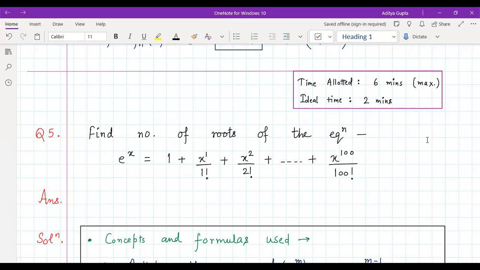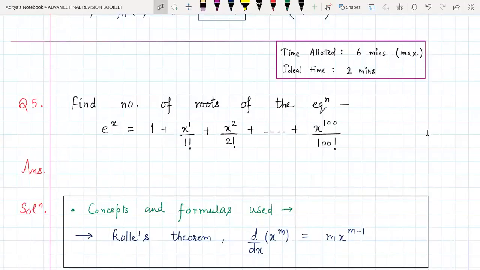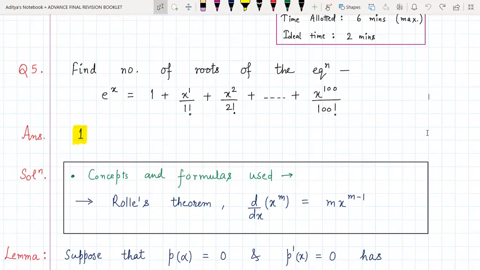The maximum time allotted for this question would be 6 minutes, and ideally you should try to do it within 2 minutes. So you can give the question a try and then return back to have a look at the correct solution. So I hope you all have tried it out. Now the answer to this question would be 1. So x equal to 0 basically will be the only root.